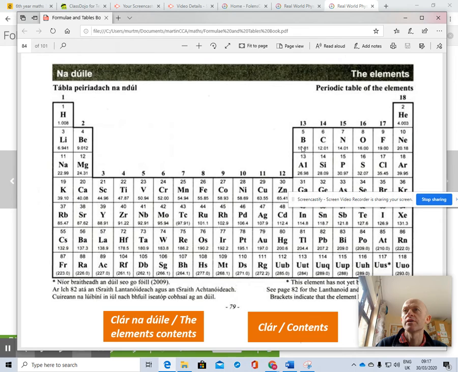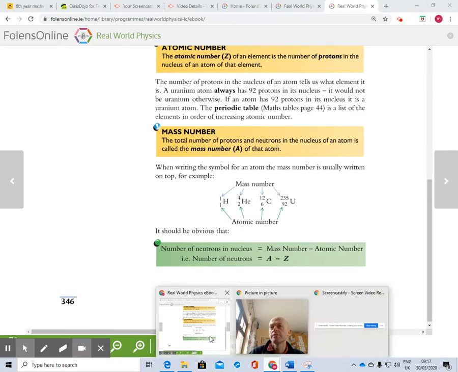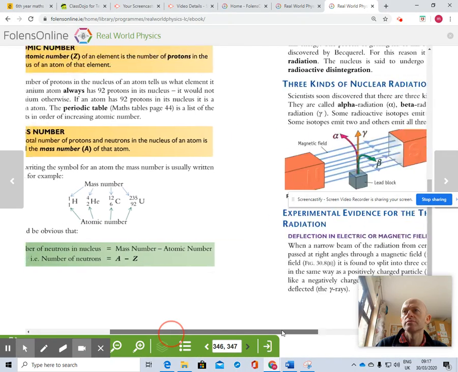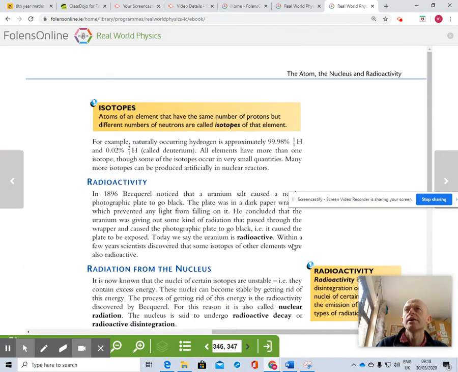Now your maths tables are pretty important here. This is page 79, and so the atomic numbers are on the top here and the mass numbers are on the bottom, and you round them off to the nearest whole number if you want to work out the mass number. So for example, the mass number of aluminium is 27. Just get back to the book here again. So that's all fine.